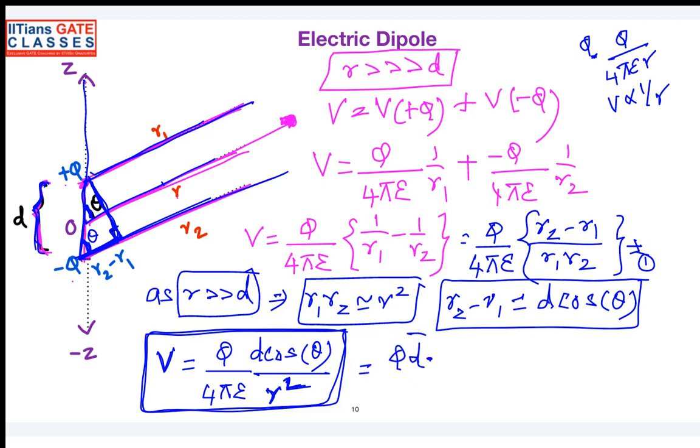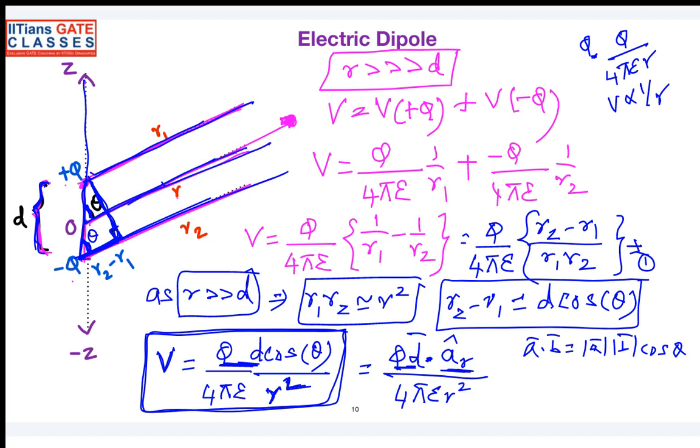Q D dot product with some radial direction divided by 4 pi epsilon R square. So you can see here, what is the dot product of Q D and R cap? The dot product of A bar and B bar will be straight away mod A bar mod B bar into cos theta. Now mod A bar means Q D itself, so that is already verified. And modulus of R cap means nothing but the unit vector along this particular direction, so the magnitude will be 1. So modulus of A will be Q D, modulus of B is 1, and the cos of the angle between them. The angle between D and R is theta, so this is cos theta.